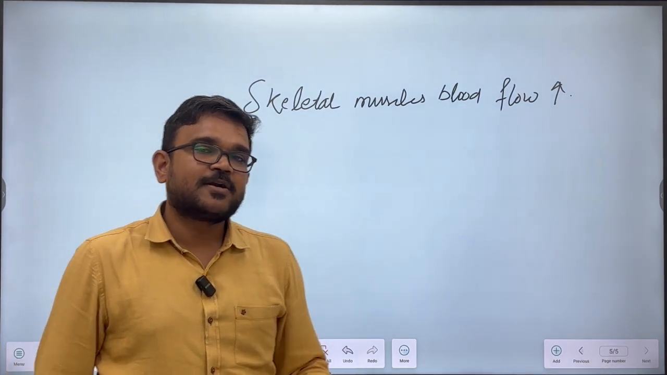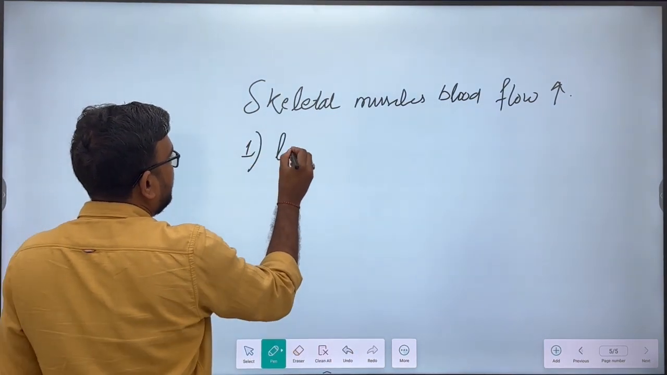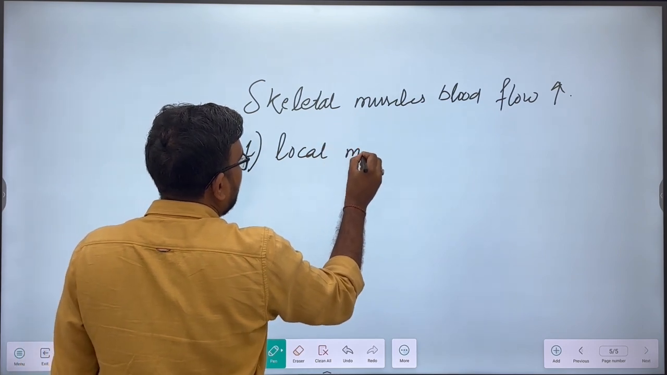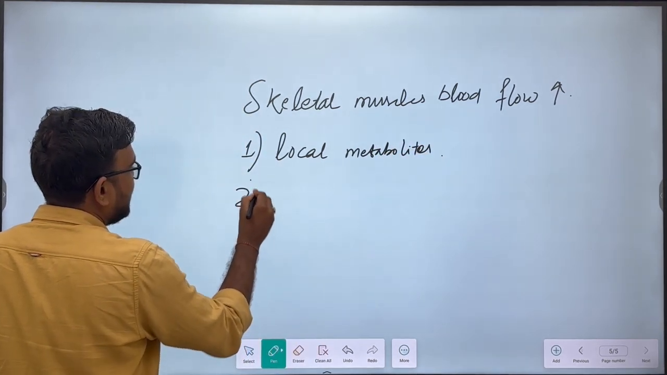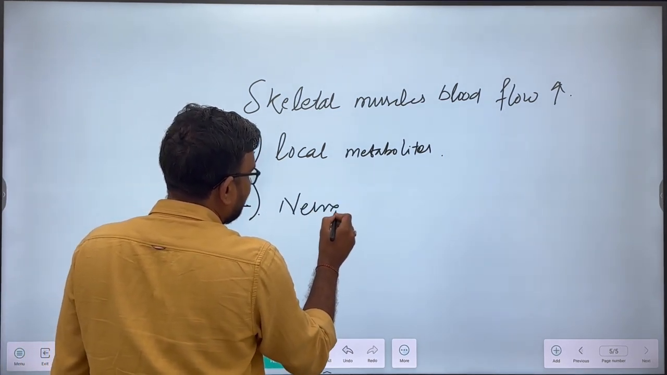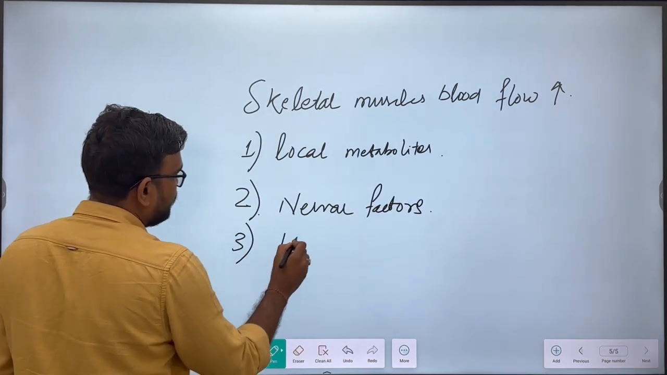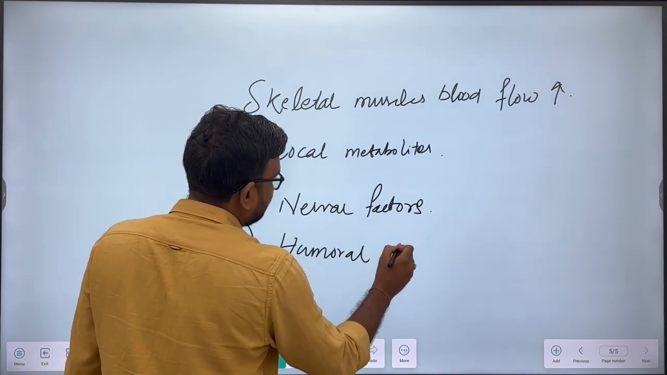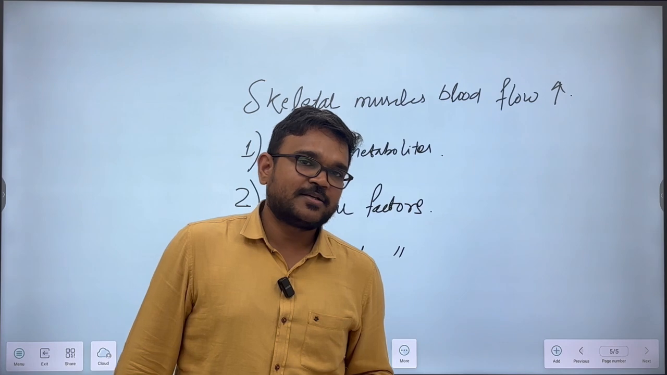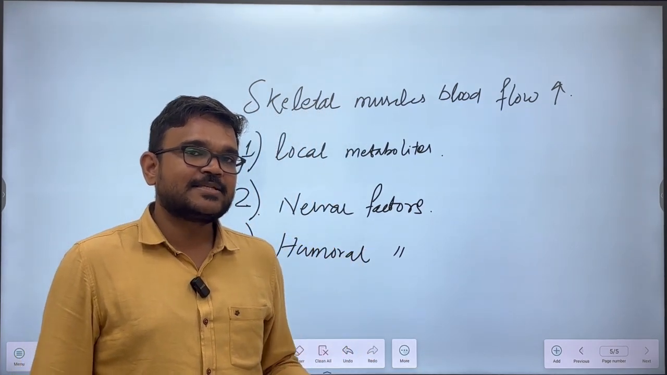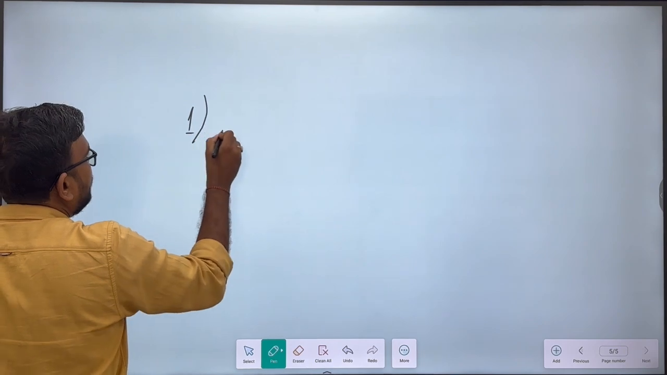The skeletal muscles blood flow increases by various factors like local factors or local metabolites. Second, neural factors. Third, humoral factors. So let us discuss one by one what are the different local factors, humoral factors and neural factors responsible for increased blood flow towards the skeletal muscle. First, local factors.